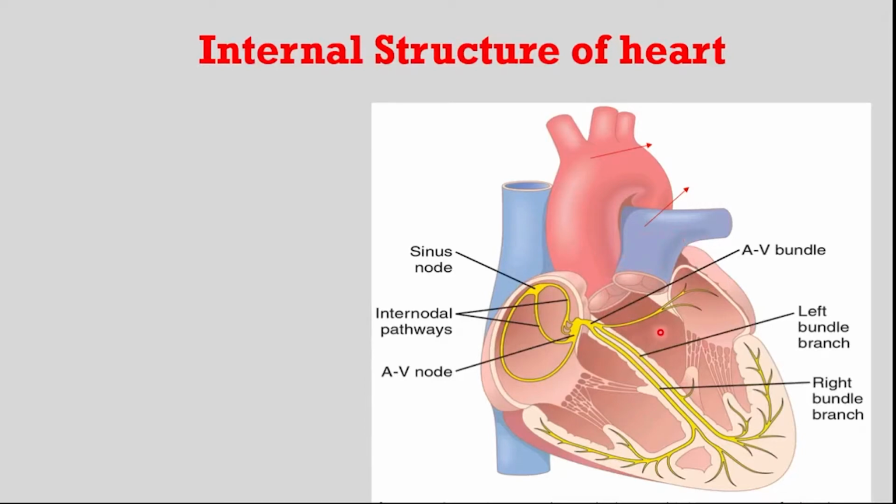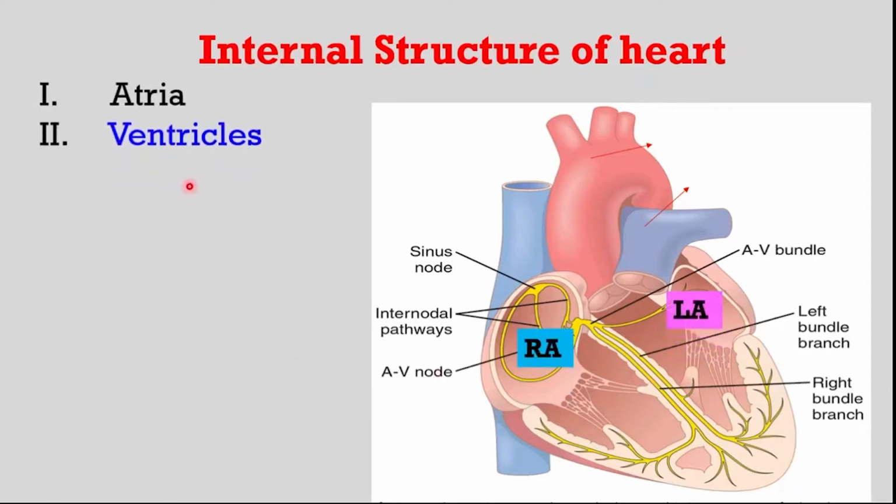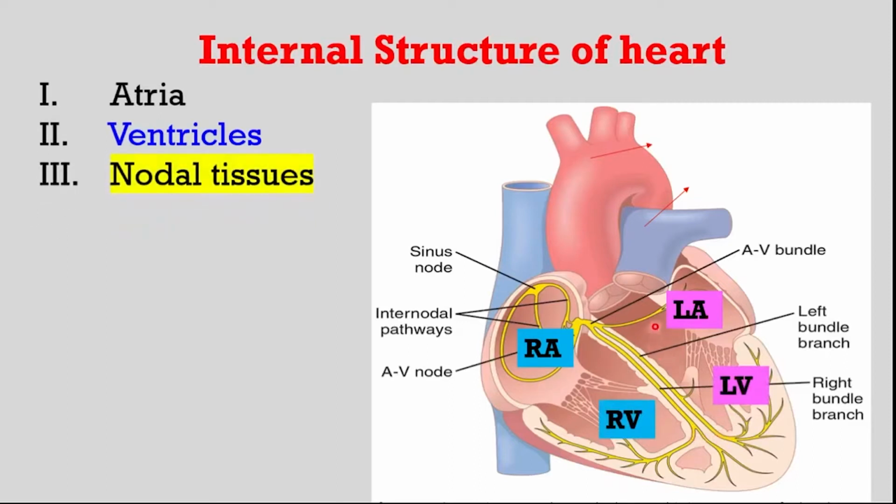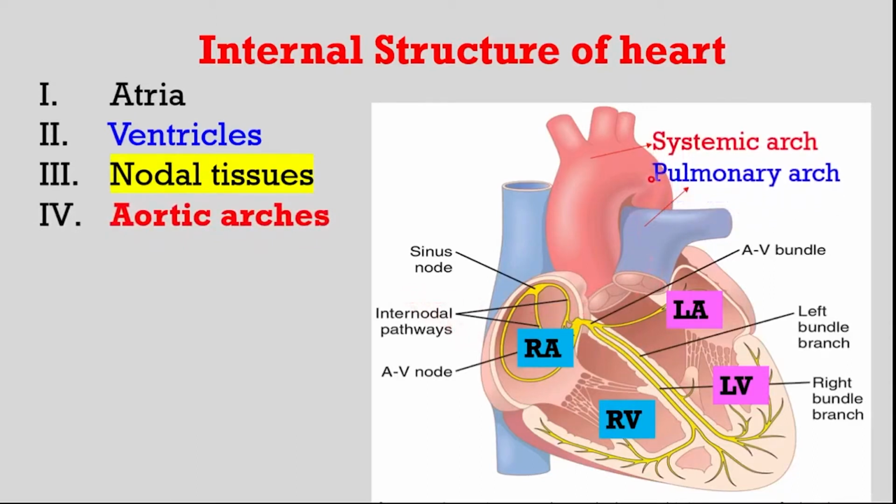The main parts found in the internal structure of heart are atria. There are two atria, right atrium and left atrium. And the second part is ventricles. There are two ventricles, right ventricle and left ventricle. Next part is nodal tissues. These are formed by the specialized cardiac muscles. Here they are shown with yellow color. And fourth part is aortic arches. These are the larger arteries bringing away the blood from ventricles. These are the four main components of the internal structure of heart. Let's start with atria first.